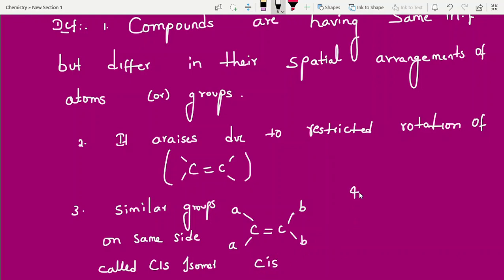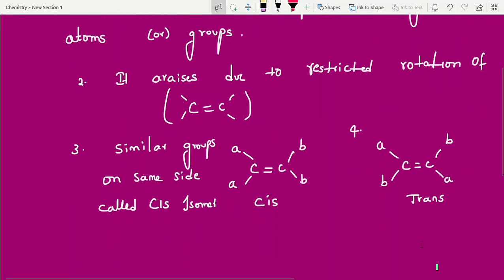And point 4. What is point 4? The same molecular formula. C double bond C I have taken. I am taking A, 2A, but I am writing opposite. I am not removing anything, just the arrangement is different. Here same side, here opposite side. What is this? We call it trans. So can you tell the trans definition? Similar groups on the opposite side. Write down, that is it.